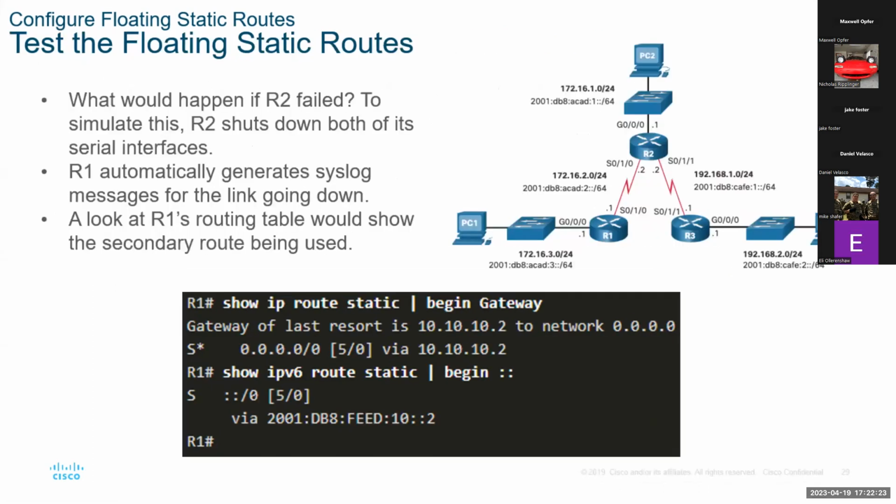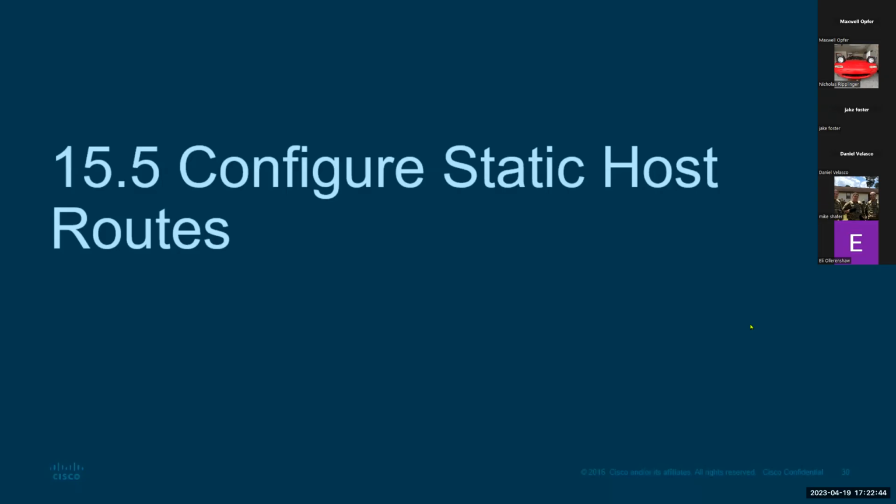And then what should happen if R2 failed? To simulate this, R2 shuts down both of its serial interfaces. R1 automatically generates a syslog message for the link going down. And a look at R1's routing table would show the secondary route being used. So if you look down on the bottom and then through the graphic, you can see what they're talking about.